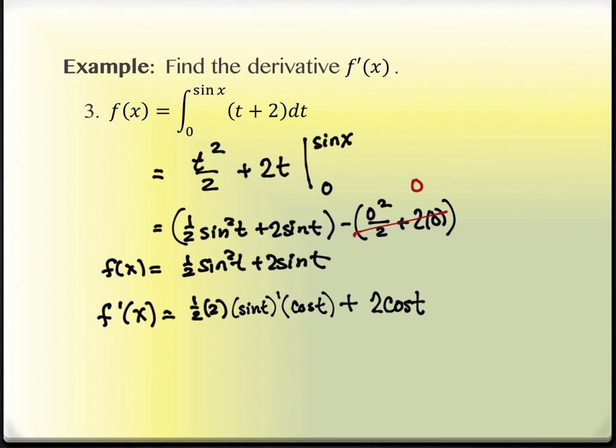Okay, and we would clean this up, at least a little bit. And this would now say that I have sine t, cosine t, plus 2 cosine of t. And I'd like for you to compare that back to the original piece that we were given, t plus 2 here.